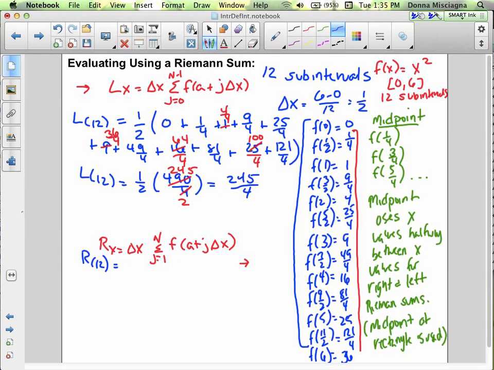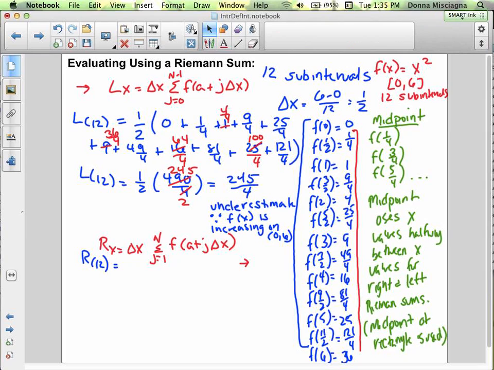This would be an underestimate. And that would be because f of x is increasing on 0, 6. Right, so it'll underestimate on an increasing function because the right-hand side is larger than the left-hand side. All right, so I don't know why there's an arrow there, but we'll get rid of it because I don't think I need it. All right, so now we have the right Riemann sum.